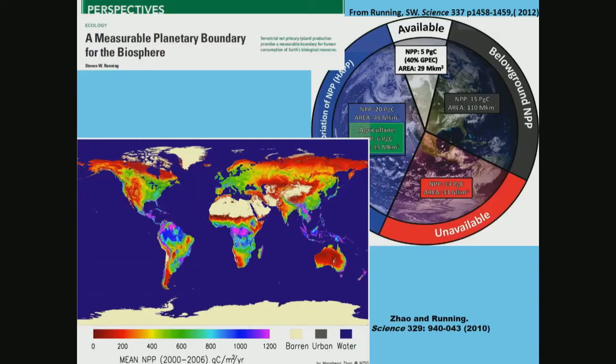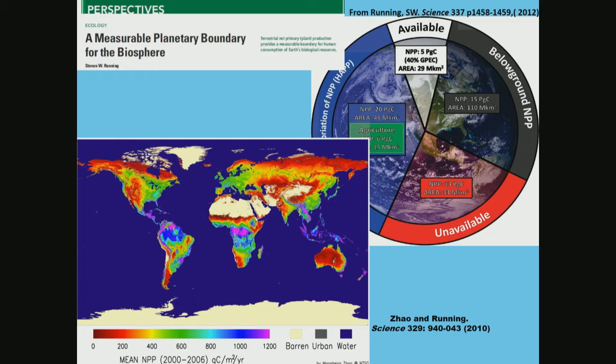Now, not too long ago, as some of the ideas of planetary boundaries started getting popular, and I looked at the trajectory that we're seeing for global NPP, it occurred to me it kind of looked like NPP might be one of these planetary boundaries. So I suggested that in a paper in Science a few years back.